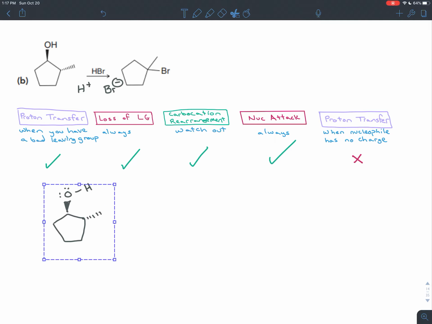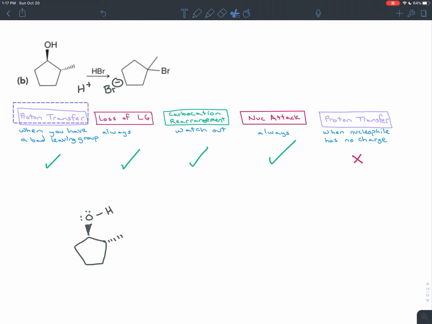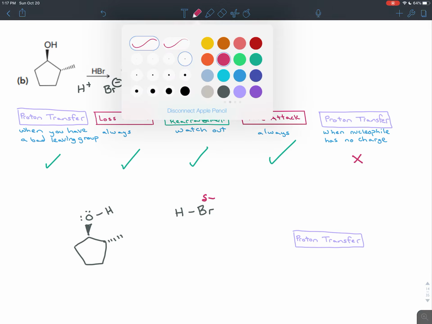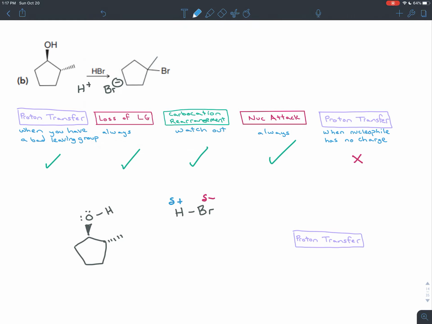Okay, well that's our bad leaving group. The first step we have to consider is this proton transfer. We have to put a hydrogen onto that molecule, onto that OH, in order to make it a better leaving group. And luckily, we have an acid already in the solution. The bromine is slightly negative, it's pulling electrons to itself. The hydrogen is slightly positive. It's losing its electrons to bromine.